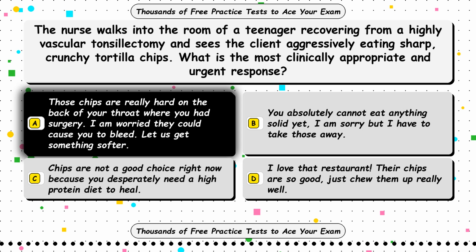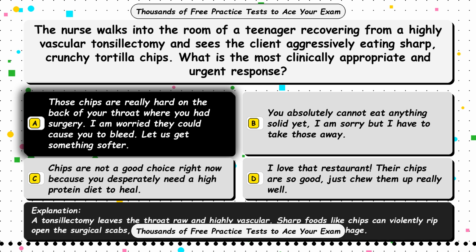The correct answer is option A. Those chips are really hard on the back of your throat where you had surgery. I am worried they could cause you to bleed. Let us get something softer. A tonsillectomy leaves the throat raw and highly vascular. Sharp foods like chips can violently rip open the surgical scabs, causing a massive, life-threatening arterial hemorrhage.